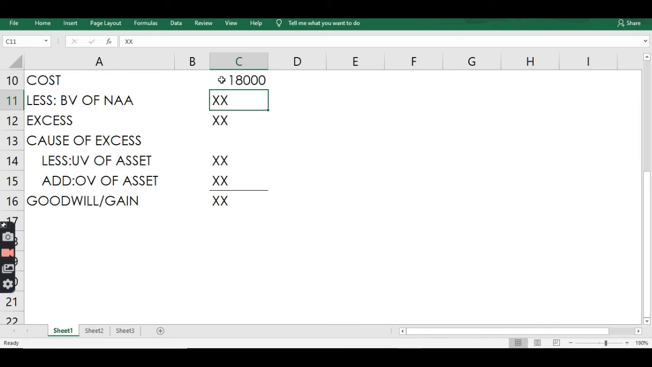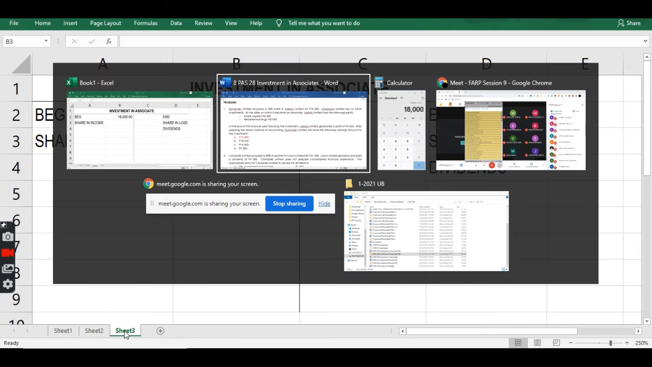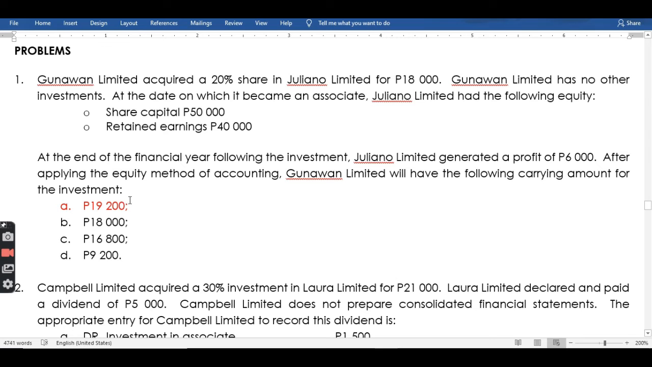Yung book value of net assets acquired, 18,000 din. So ibig sabihin, kung ibawas natin ito, zero na to. So wala tayong excess. So wala na tayong ibang gagawin dito sa baba. Okay? So yun lang naman yung ibig nating sabihin dyan. So anyway, tuloy natin.